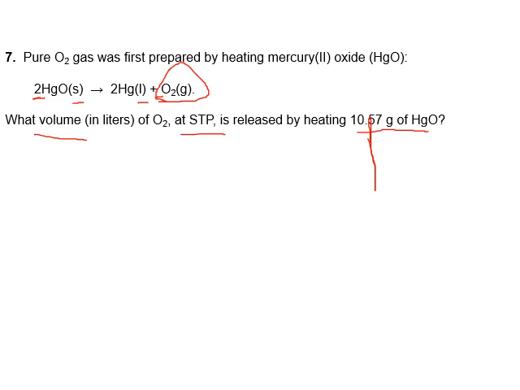Now this is very straightforward, but it always gives people problems for some reason. So just look at your coefficients. You've got a 2 in front of the HgO and a 1 in front of the O2. So for every 2 of the HgO, you can only make 1 of the O2. So if we end up with, let's say, 1/5 of a mole of HgO, then we could only make 1/10 of a mole of O2. Okay, let's go to the next slide and look at the answer.